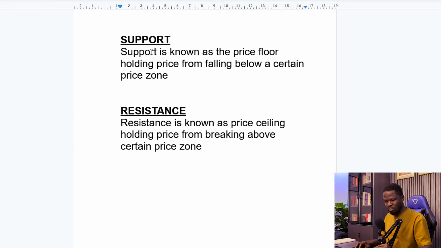Let's start with support. Support is known as the price floor holding price from falling below a certain price zone, while resistance is known as the price ceiling holding price from breaking above a certain price zone.